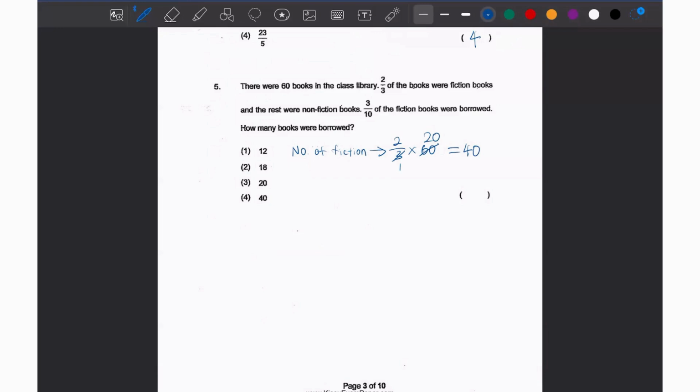Next, we are given that 3/10 of the fiction books were borrowed. So we want to find how many books were borrowed. To find the number borrowed would just be 3/10 multiplied by my number of fiction books, which is 40. Same thing, you can do the cancellation. So the denominator becomes 1, and 40 will become 4. So we are just left with 3/1 times 4, which gives us 12. So my answer is 12, which is option 1.